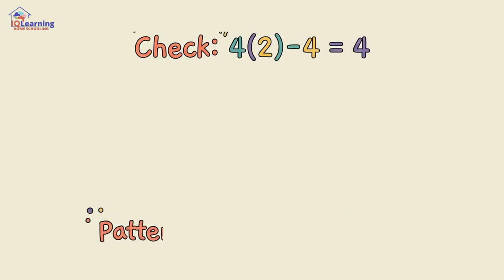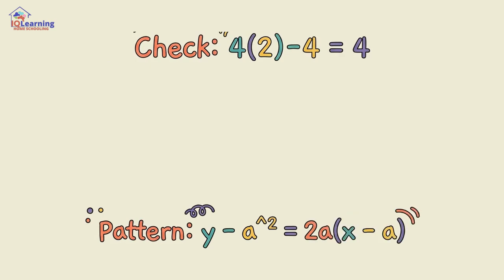Quick check. If x equals 2, then y equals 8 minus 4, which is 4. Perfect. Pattern to notice: at x equals a, the tangent line to y equals x squared is y minus a squared equals 2a times (x minus a).